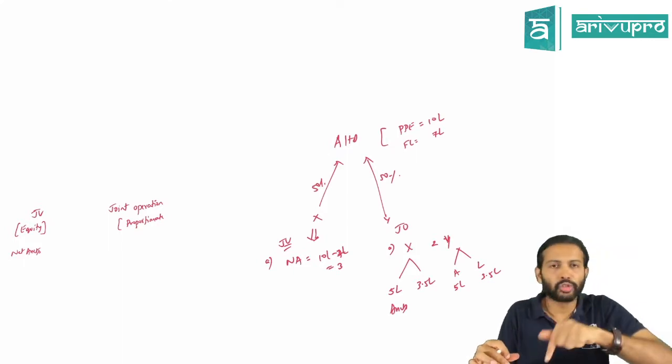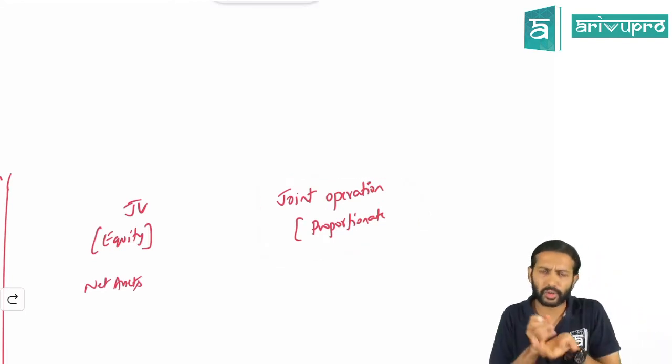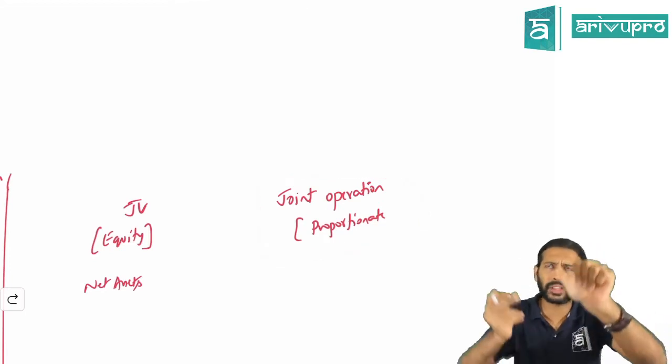Fine enough. So the question we are about to solve is pertaining to joint operations. I've given you an idea as to how to identify it now, right? Check whether a new entity is formed.